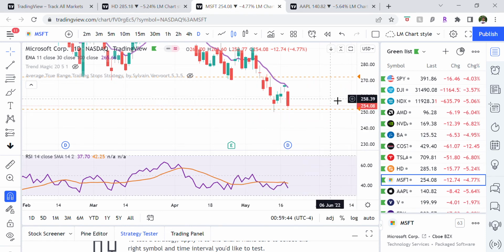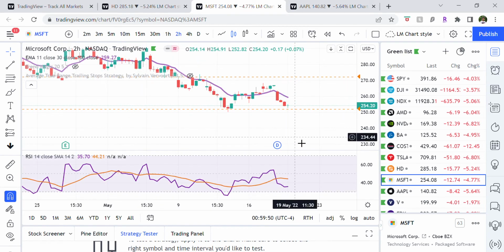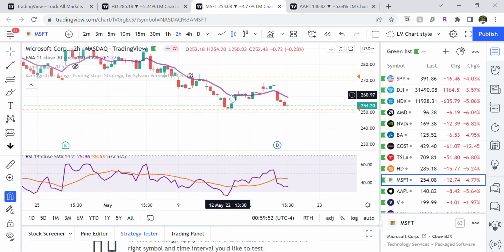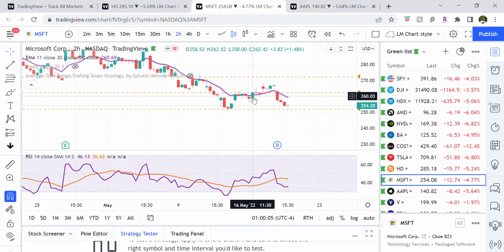Okay, so my resistance and support are ready. Now I go into a 2-hour chart to find the intermediate levels. If you see the intermediate levels, this particular level has been another resistance. It was very hard for the stock to cross above this particular line. If you see here, it went, it fell again.